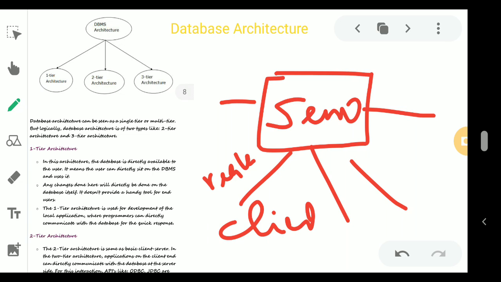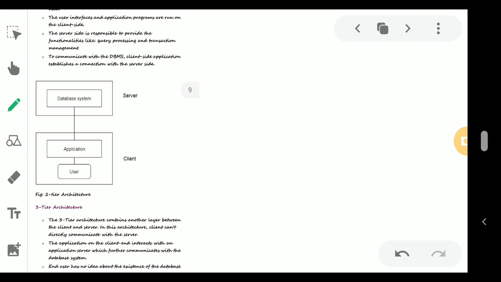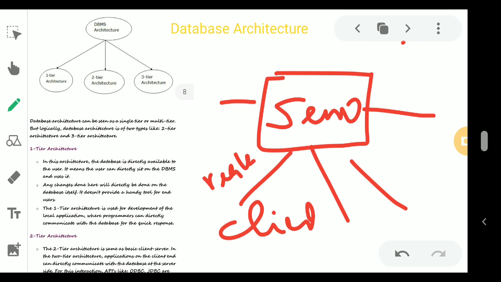This is the architecture for the second tier. If you see, there is one server and another, the client. Under the client, the user and application programs are there. But before, in the one tier architecture, the client is directly connected to one server. There is no application program in between. But in case of two tier architecture, under the user there are two parts. One is the client or user, another is the application. Through the application program, they are sending their request to the server.